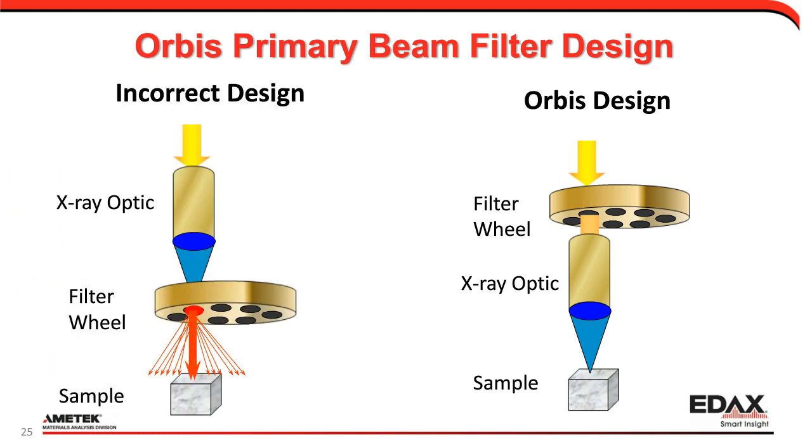In an incorrect design, you have the X-ray beam coming out of the X-ray tube. It goes into the X-ray optic, focuses the beam down onto the filter, and then that focused beam passes through the filter. There's some scattering involved there. So you have the main component on the sample, but you also have some scattered X-ray giving you an analysis outside of the area that you think you're analyzing. So again, you don't have the sample correctly targeted in this sort of design where the scattering filter wheel is after the focusing element.